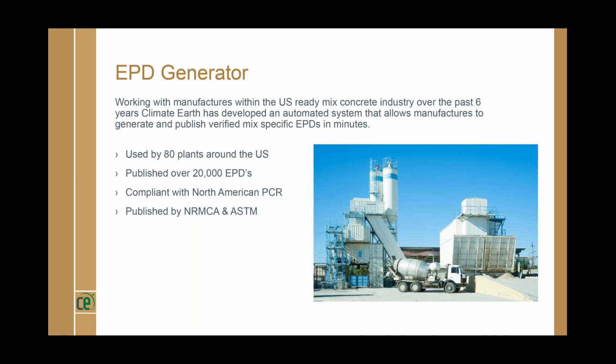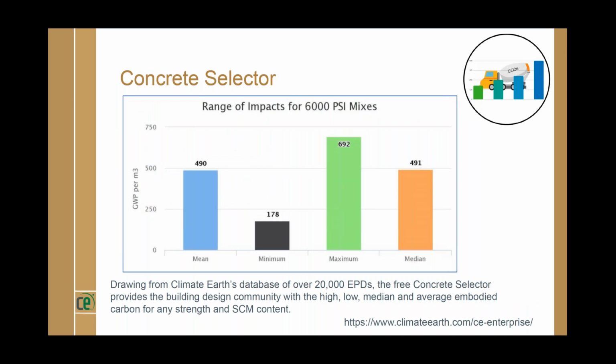Next slide, Kate. The first application is the Concrete Selector. This is a free tool that queries the complete database by strength, PSI, and percent SCM, supplemental cementitious materials, and it gives the possible range of embodied carbon. So you can see here the range of embodied carbon for a 6,000 PSI mix in the complete database. This allows a realistic carbon metric to be added to a concrete specification when building professionals are sending them out for bid. Next slide, Kate.